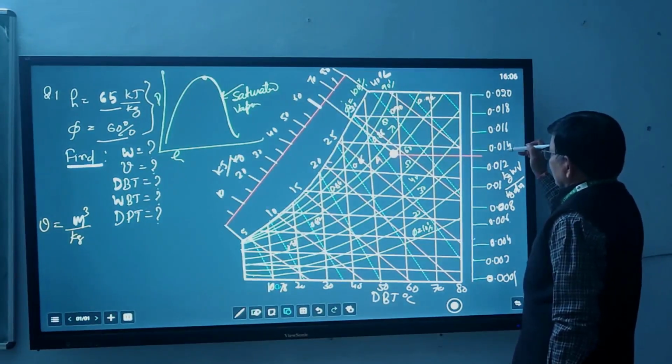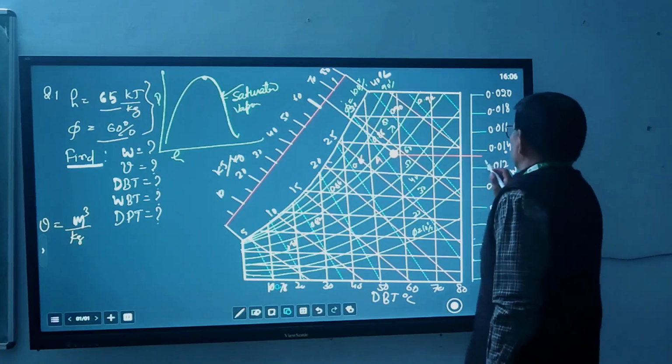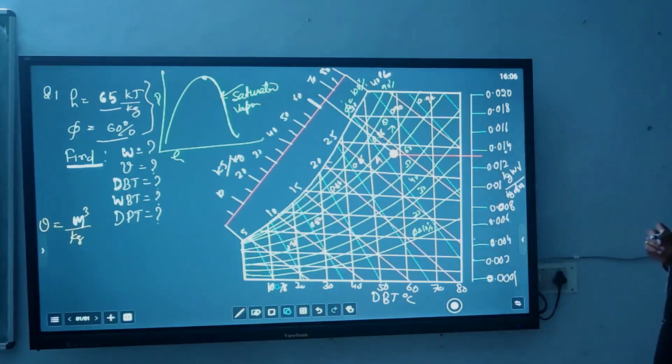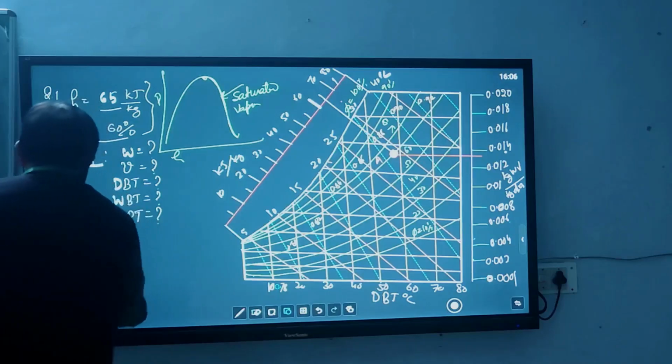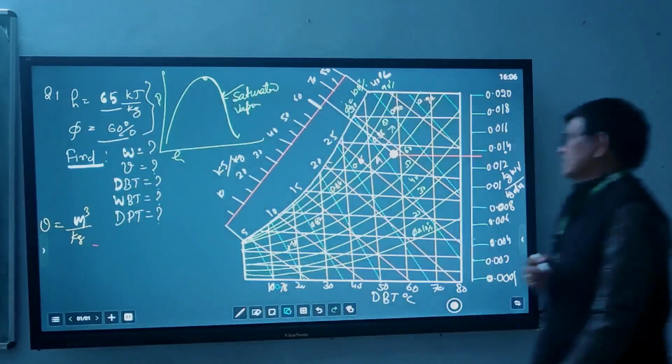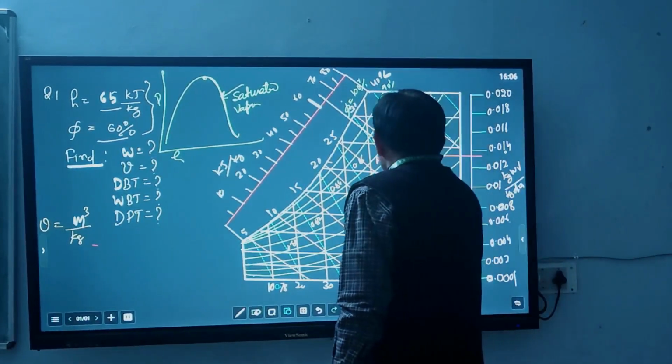So more than half value. If you have more divisions here, you can easily find. Suppose this point is around 1 point omega. You will find here omega equal to... First we make all intersection lines, and for dry bulb temperature you go vertically downward, you come down.